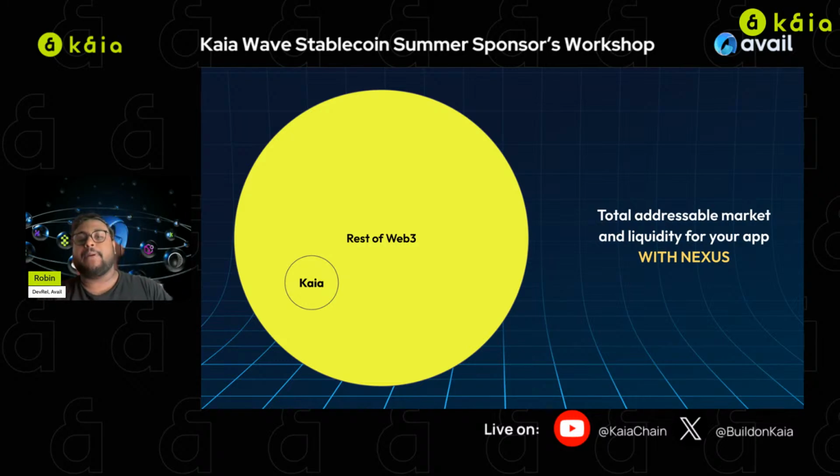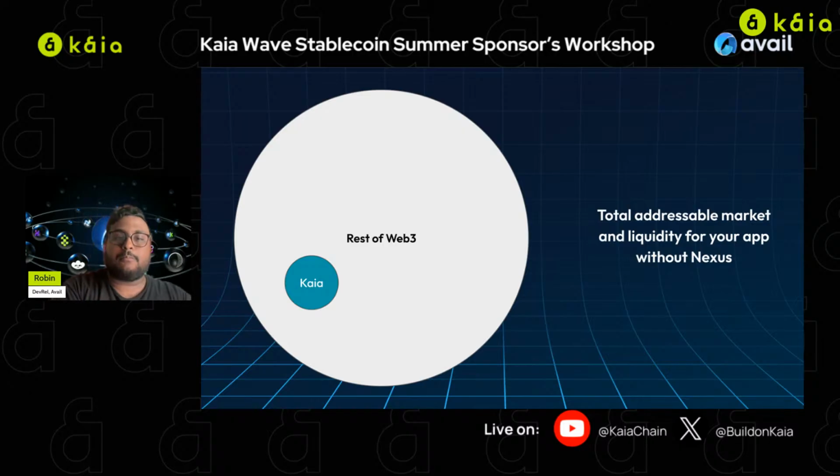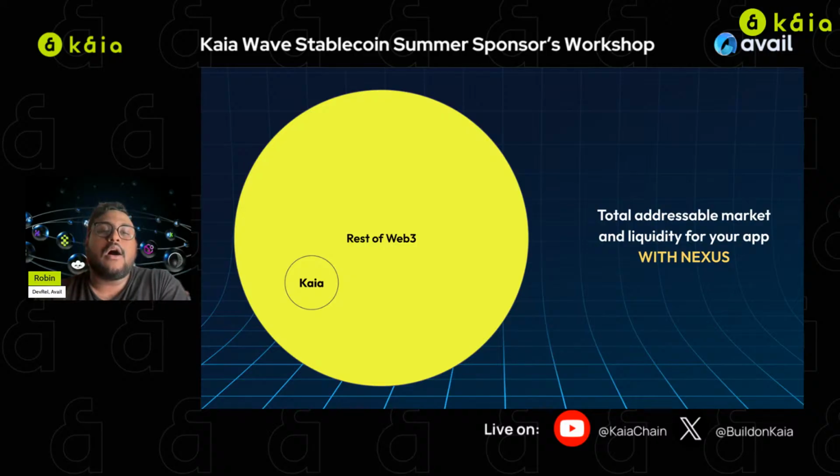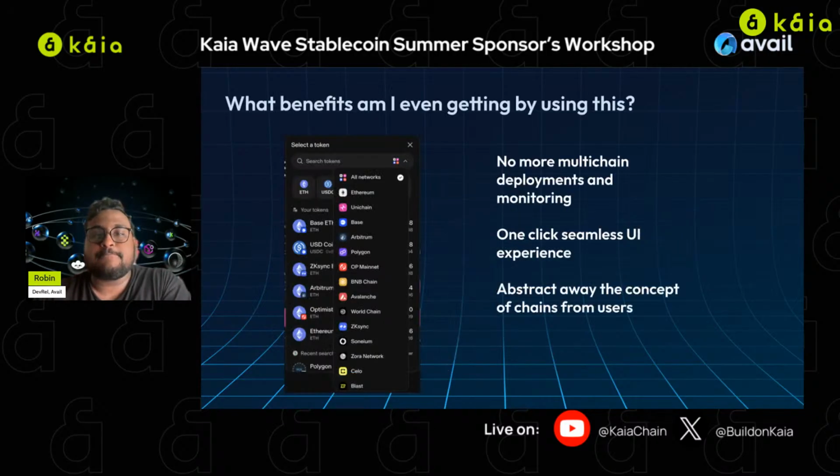because you can just build once, deploy once, and scale everywhere, because now you can get access to the liquidity from wherever it is. You don't have to rely on users having to bridge to whatever ecosystem you are deployed on, right? And basically, you go from this small circle to being able to cover the rest of Web3. And that's what we enable with Nexus.